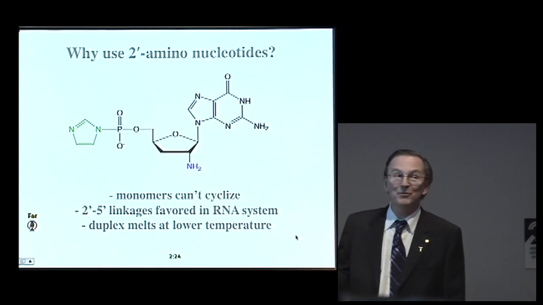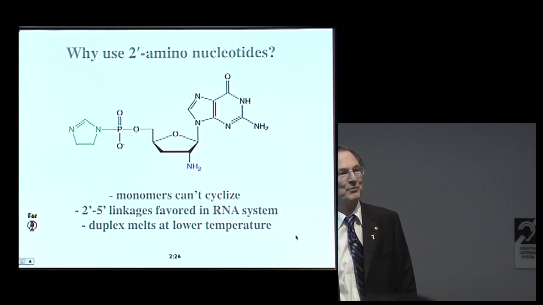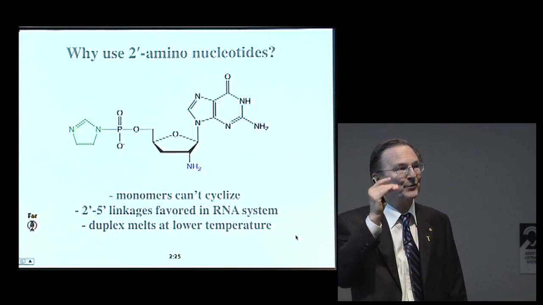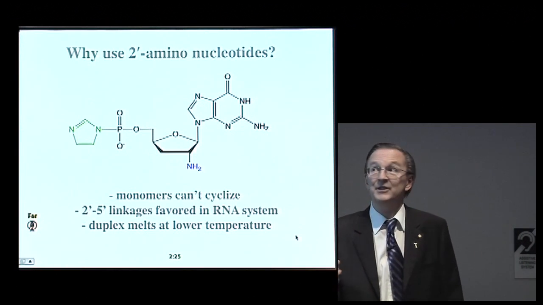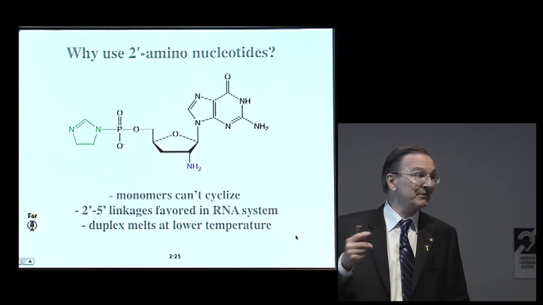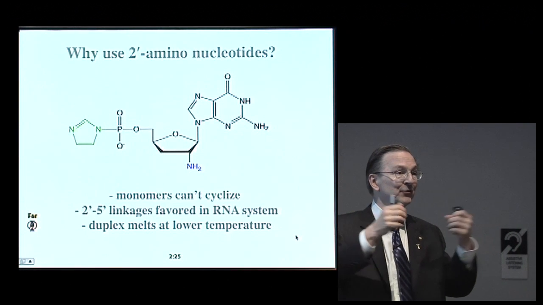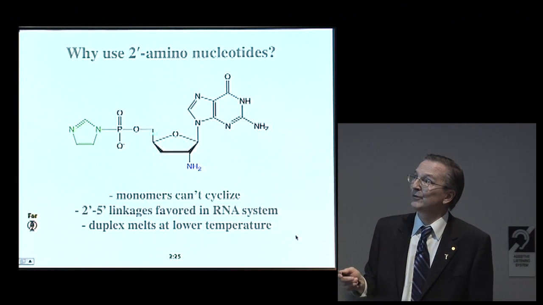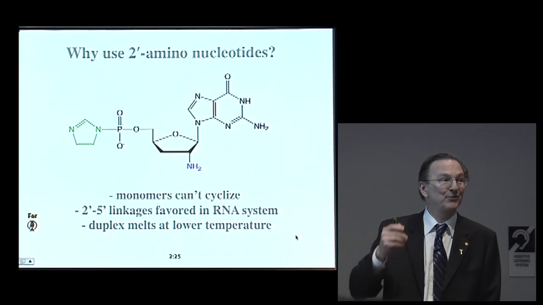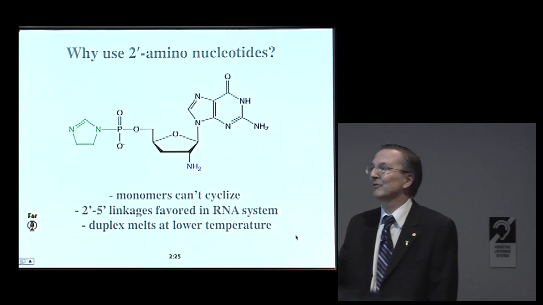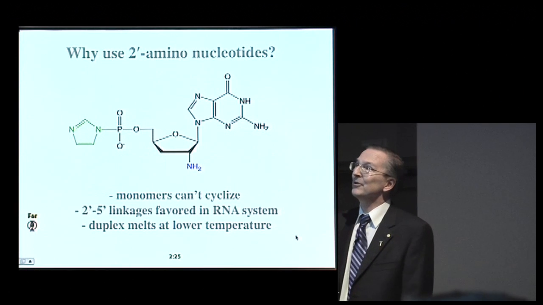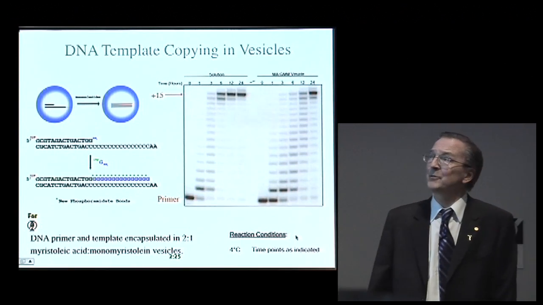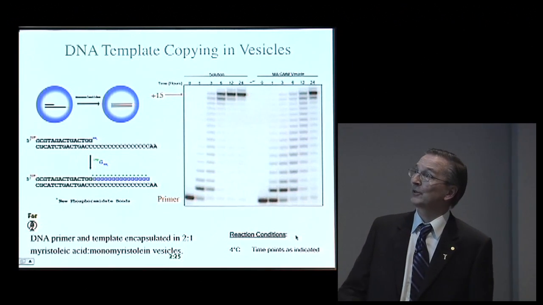Because this is at the 2' position, the polymer that results from polymerization is a 2,5 linked nucleic acid. So it's different from our normal RNA and DNA. But that could have the advantage of making it easier to separate the strands if a duplex is assembled. And this seems to be the reaction that is normally favored in RNA systems. So we thought these were worth studying, and it turned out to be better, I think, than we could have expected.